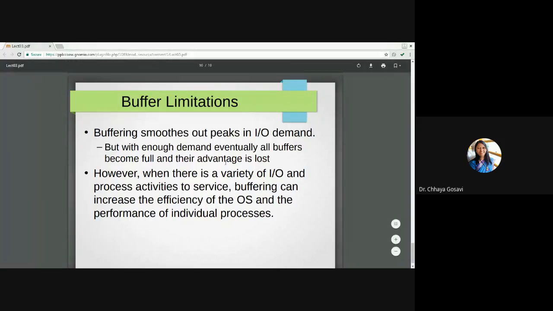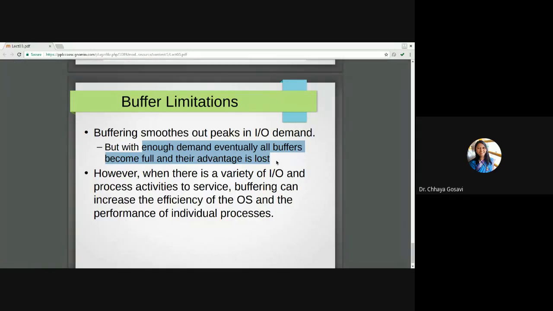Buffering smooths out peaks of IO demand, but with enough demand, eventually all buffers become full and their advantage is lost. If buffers are full, then again every time the operating system has to get data from main memory. However, where there is a variety of IO and process activities to service, buffering can increase the efficiency of the operating system and the performance of individual processes.